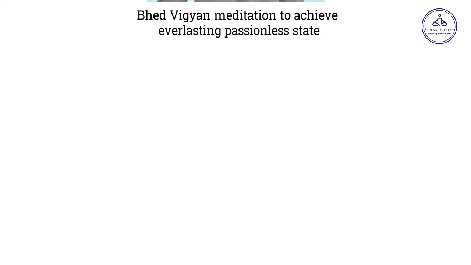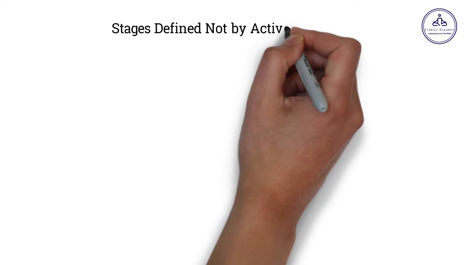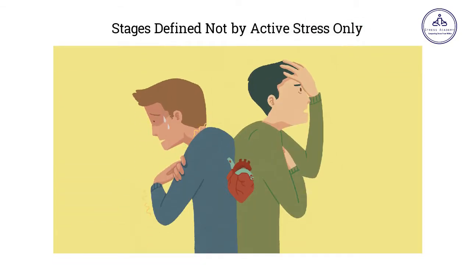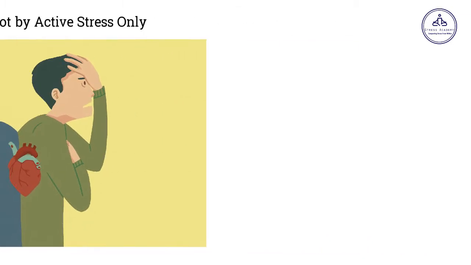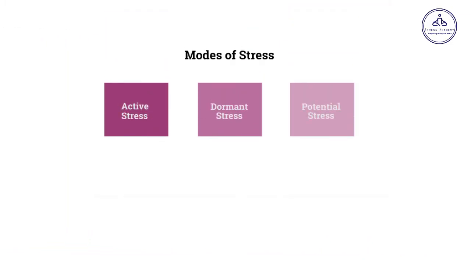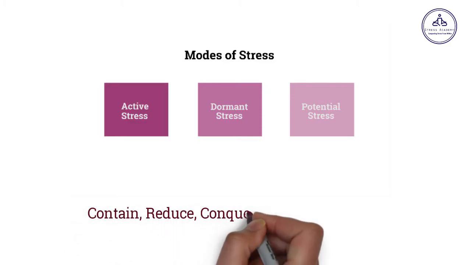It is important to note that the stages of stress described here are not based on active stress only, because active passions are short-lived. The classification of these stages depends upon the magnitude of active, dormant, as well as potential stress. Such a classification allows us to systematically and proactively identify stress, and contain, reduce, conquer, and prevent stress.